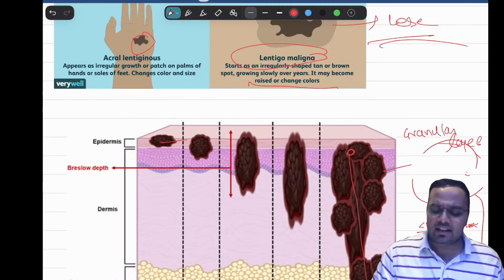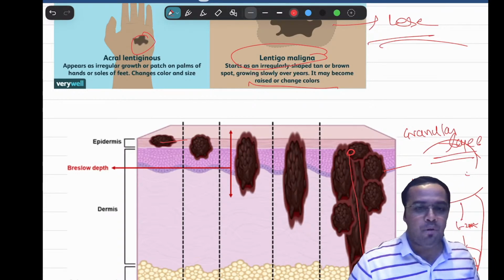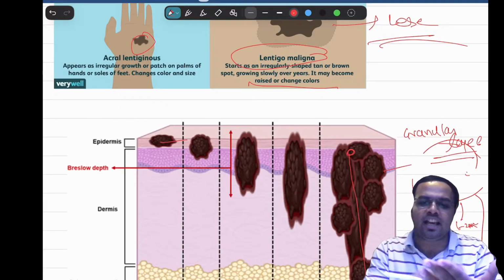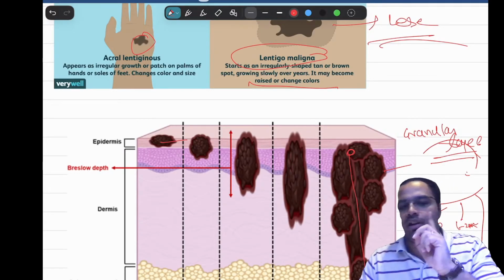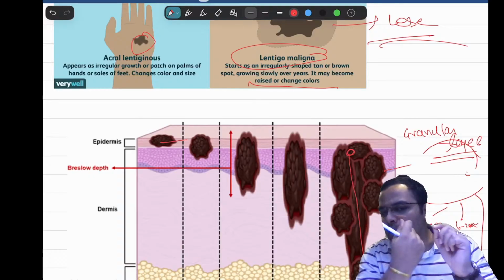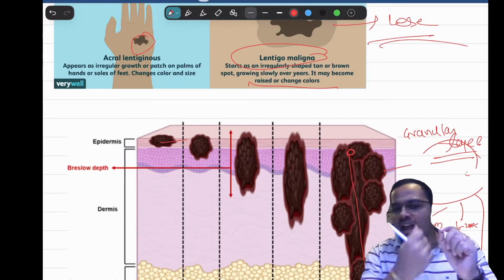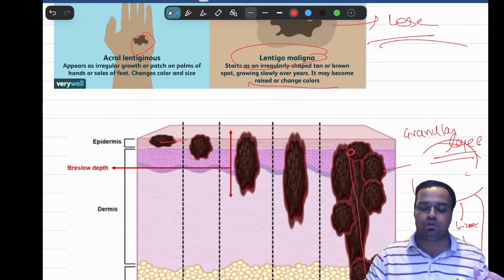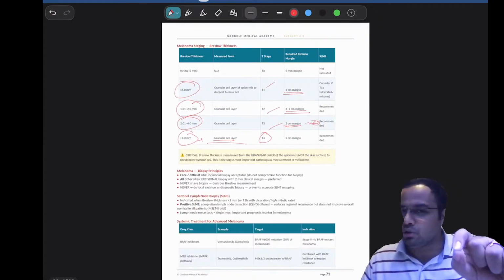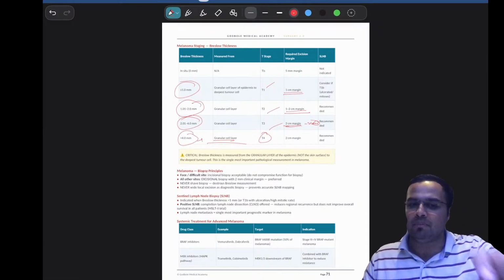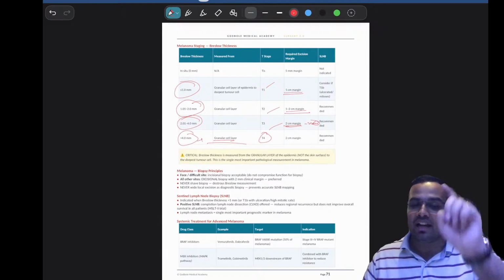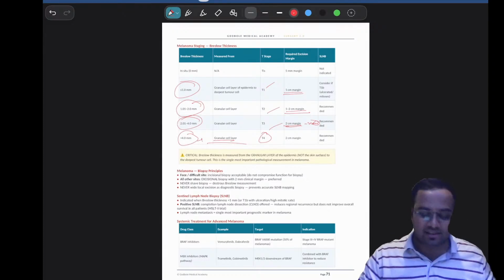Sir, what does it tell me? Why is this point important? Whenever you are going to take a shave biopsy, what is a shave biopsy? It is again a type of incisional biopsy wherein you just peel off the superficial layer of the skin, and those cells you send for histopathology. Remember, if you take the granular cells along with it, then the Breslow thickness, the margin, is going to differ, and your wide local excision margins are going to change.